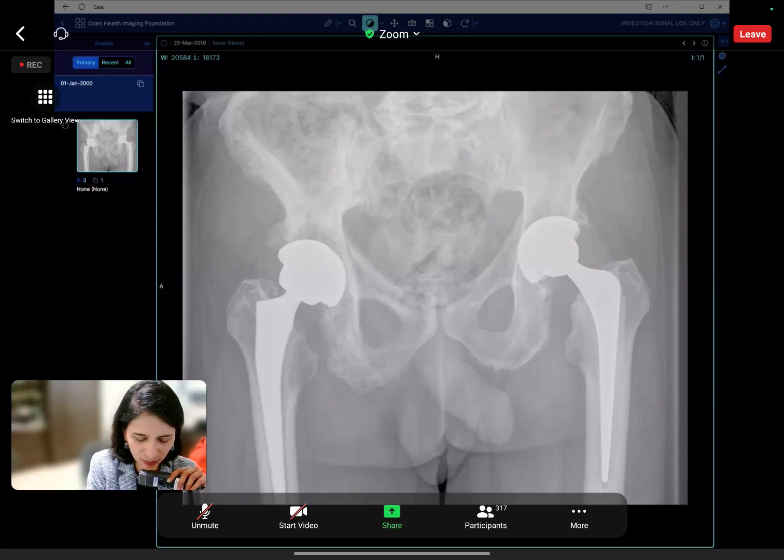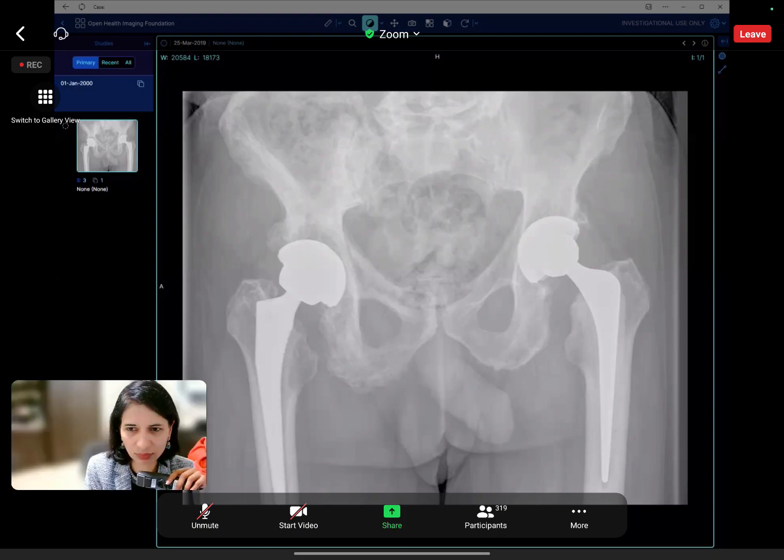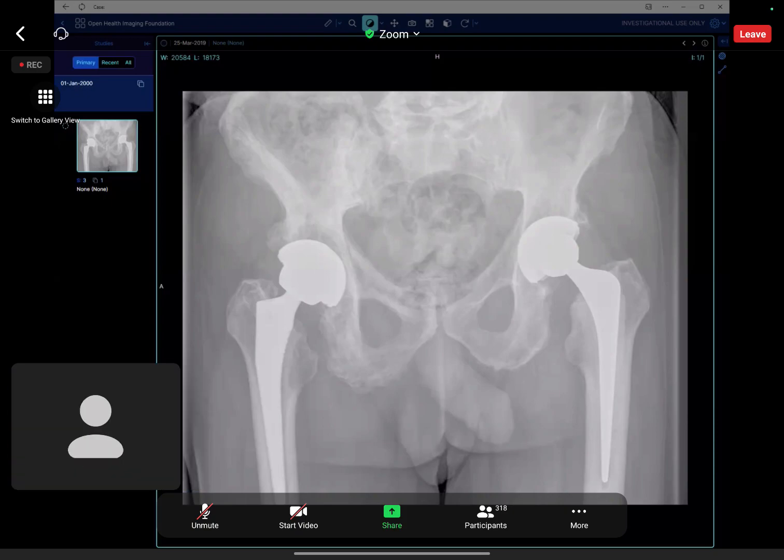My primary differential here would be Paget's disease. I would want to see if there's any previous imaging available, possibly there is because of the surgical history. I would want to see if these changes are new.